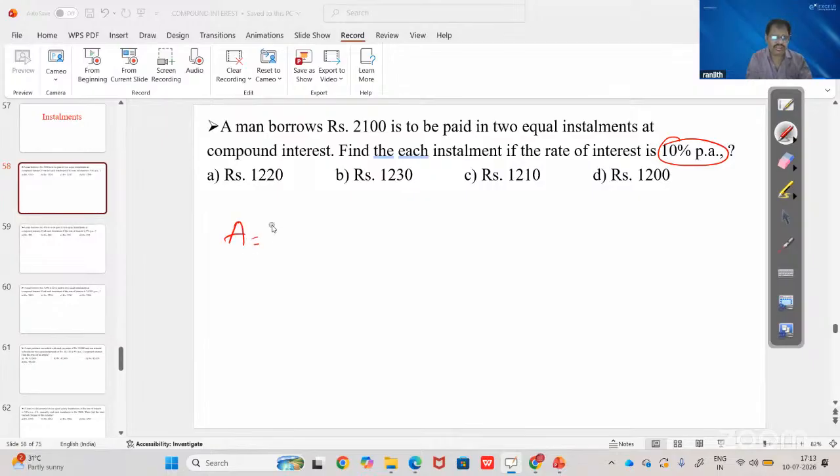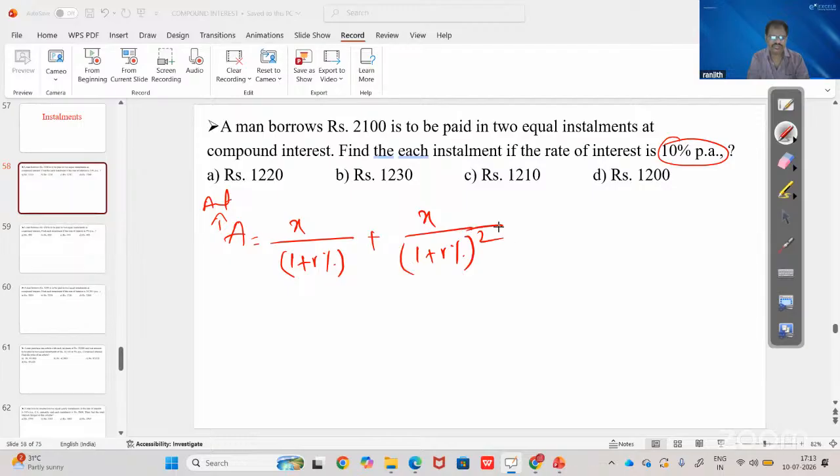I will write by the formula. A equal to, A is nothing but amount. Amount equal to x by (1 plus R percentage) plus x by (1 plus R percentage) whole square. So A is nothing but amount, x is nothing but installment. What is the amount given? 2100. Amount borrowed is 2100. We need to find out each installment. Each installment is x, where R equal to 10 percentage.